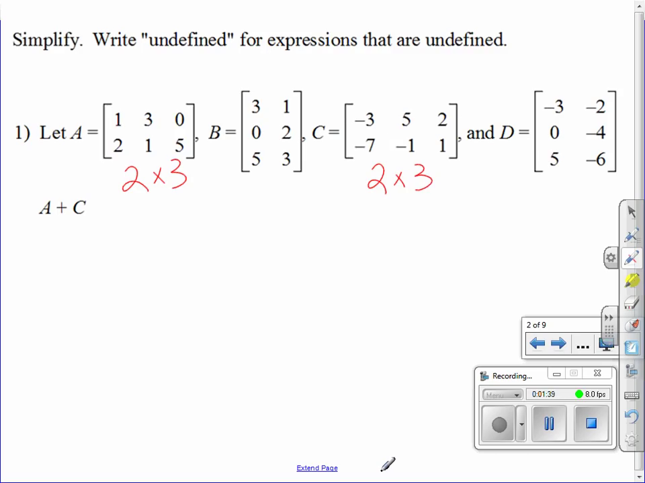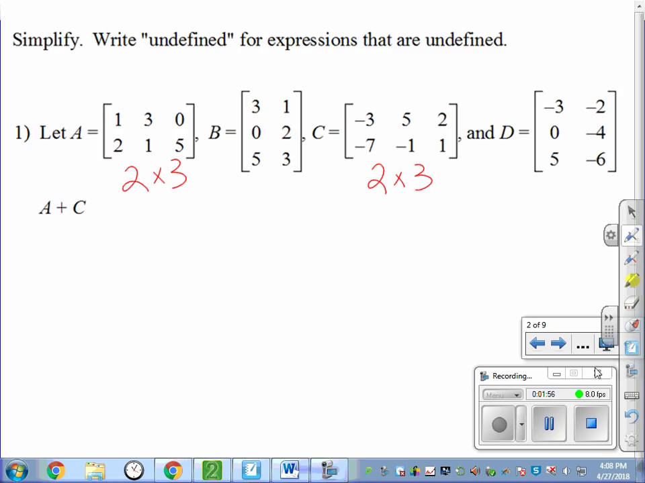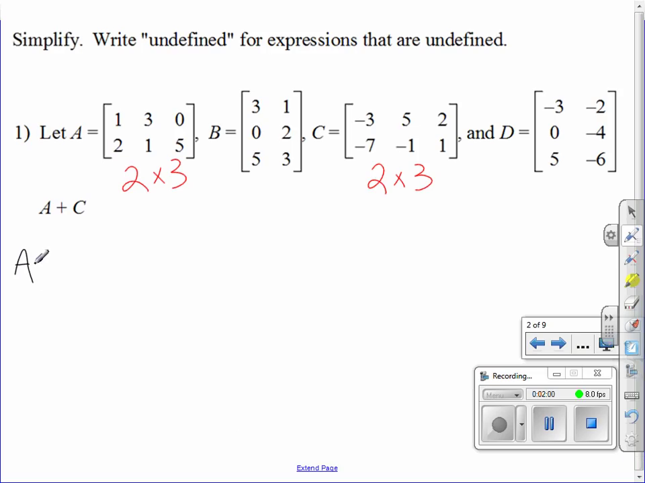Are these 2 matrices the same size? Yes, they are. That's bad news for us. Why? Because now that means we actually have to do the problem. If these 2 matrices were different sizes, we'd be done. We would just write undefined and move on. All right. The fact that we have to add these 2 matrices together really isn't that big of a deal, though. It's basically adding numbers.